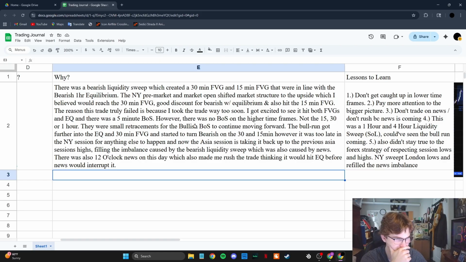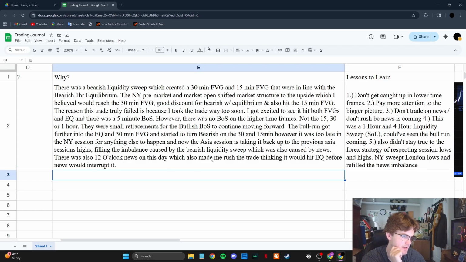There's a 5-minute break structure. However, there was no break structure on the higher time frames. Not the 15, not the 30, not the 1 hour. There were small retracements for the bullish break structure to continue moving forward. The bull run got further into the equilibrium and 30-minute fair value gap and started to turn bearish on the 30 and 15. However, it was too late in the New York session for anything else to happen.